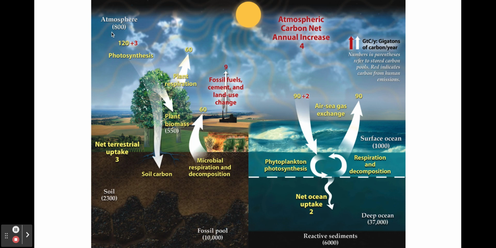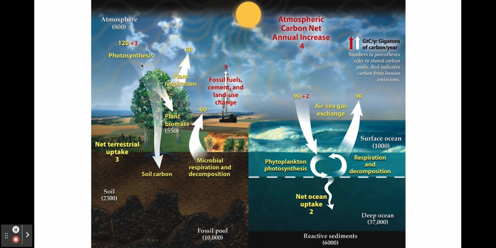In the atmosphere, this number 800 indicates that there are 800 gigatons of carbon stored in the atmosphere. In plants, there are 550 gigatons of carbon stored. In the soil, there are 2,300 gigatons of carbon stored. In the ocean, the numbers get even bigger. Our surface ocean has about 1,000 gigatons of carbon. The deep ocean has 37,000 gigatons of carbon. Our arrows and our yellow numbers indicate how carbon is moving on a yearly basis.